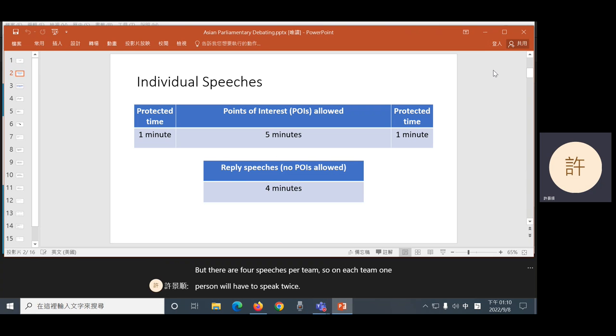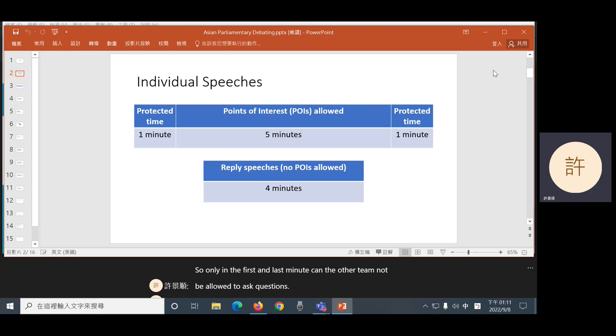And the basic structure of an AP speech looks like this. For the three first speeches, each speech can last up to seven and a half minutes. The first minute and the last minute are protected time. In the middle, 5 minutes, the other team can stand up and ask questions. So only in the first and last minute can the other team not be allowed to ask questions.